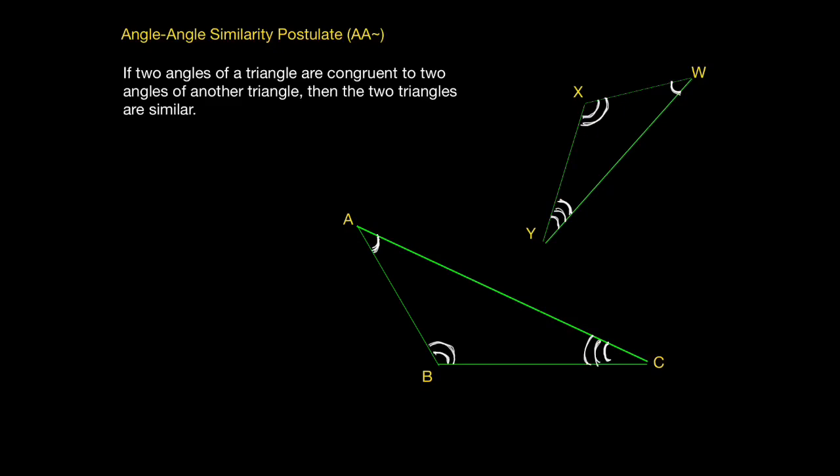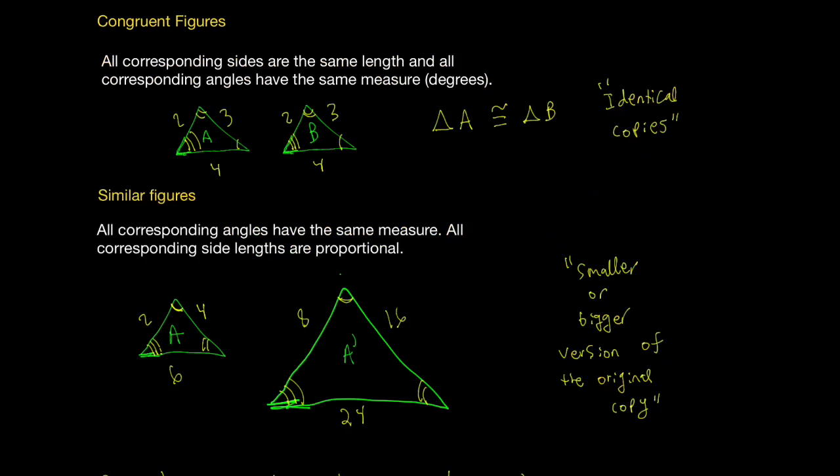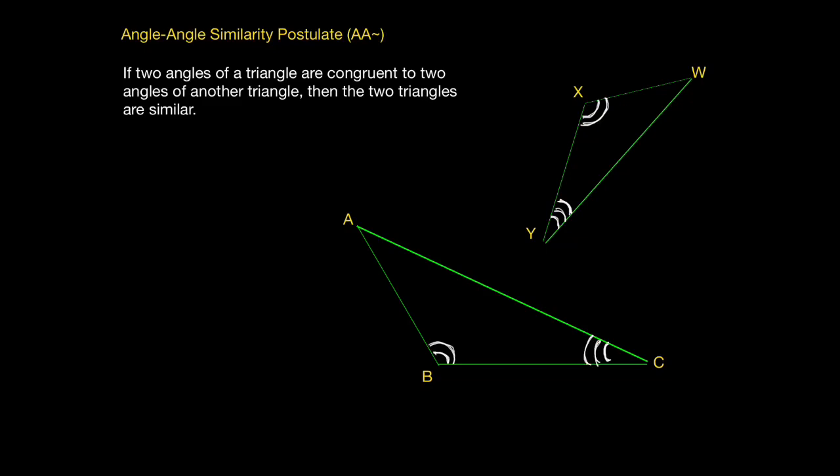Let's begin with the angle-angle similarity postulate. Now, something that you might have learned in middle school was a bunch of postulates for determining if two triangles were congruent, such as side-side-side, side-angle-side, etc. It turns out that for similar figures, we have similar postulates, beginning with the angle-angle similarity one. And here we have that symbol for similarity. And here's what this says. If two angles of a triangle are congruent to two angles of another triangle, then the two triangles are similar.